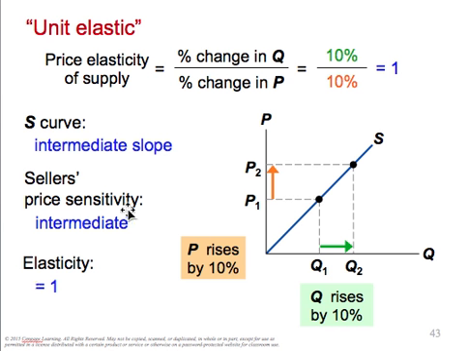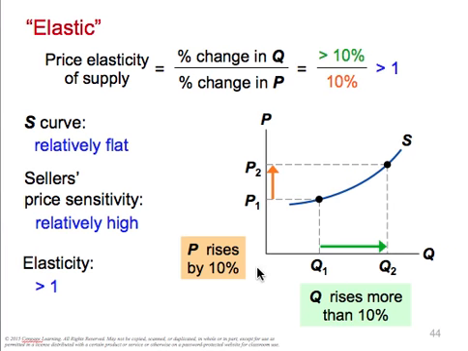Here's unit elastic. Same thing as 1 for 1. The elasticity equals 1. There's an intermediate supply slope, and the seller's price sensitivity is also intermediate. Elasticity is 1. It was a 10% change in price, 10% change in quantity. It was unit for unit. You go price up by $1, you gain 1 unit, and so on and so forth. So that's unit elastic, where it equals 1.